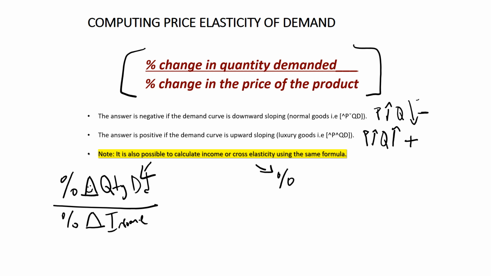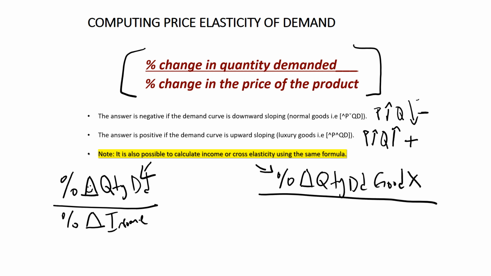It's also possible to calculate cross elasticity. That will be percentage change in quantity demanded of good X divided by the percentage change in price of good Y. So a change in the price of good Y is causing a change in the quantity demanded of good X. So for instance, maybe there's a change in the price of Pepsi. What effect will that have on the quantity demanded of Coca-Cola? So we did this last week.